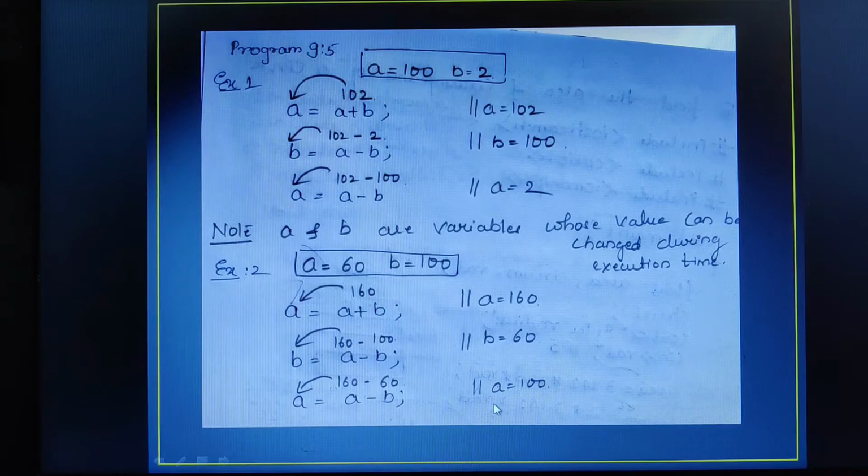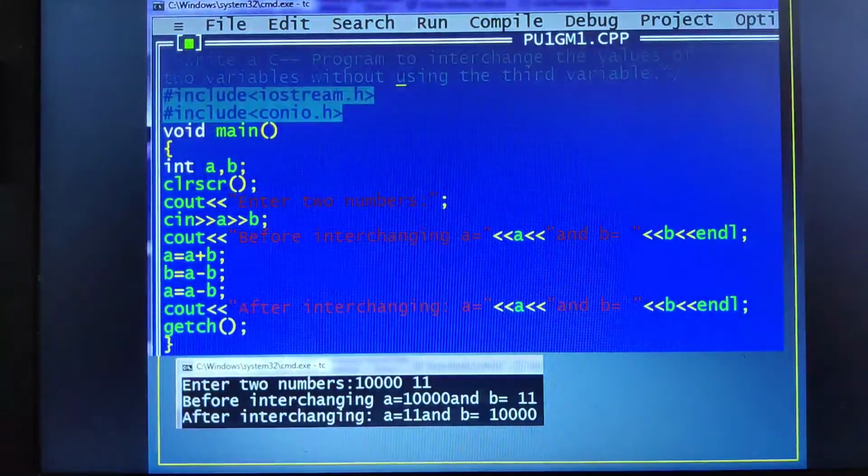Therefore the new value of A I will be getting as 100. I hope you are able to understand. Any number you take, this is the instruction, this is the logic you need to follow. Always first you do the addition, store that value in A, then you do the subtraction, store the new value in B, then again you do the subtraction A minus B and store the new value into A. Now look at the program here.